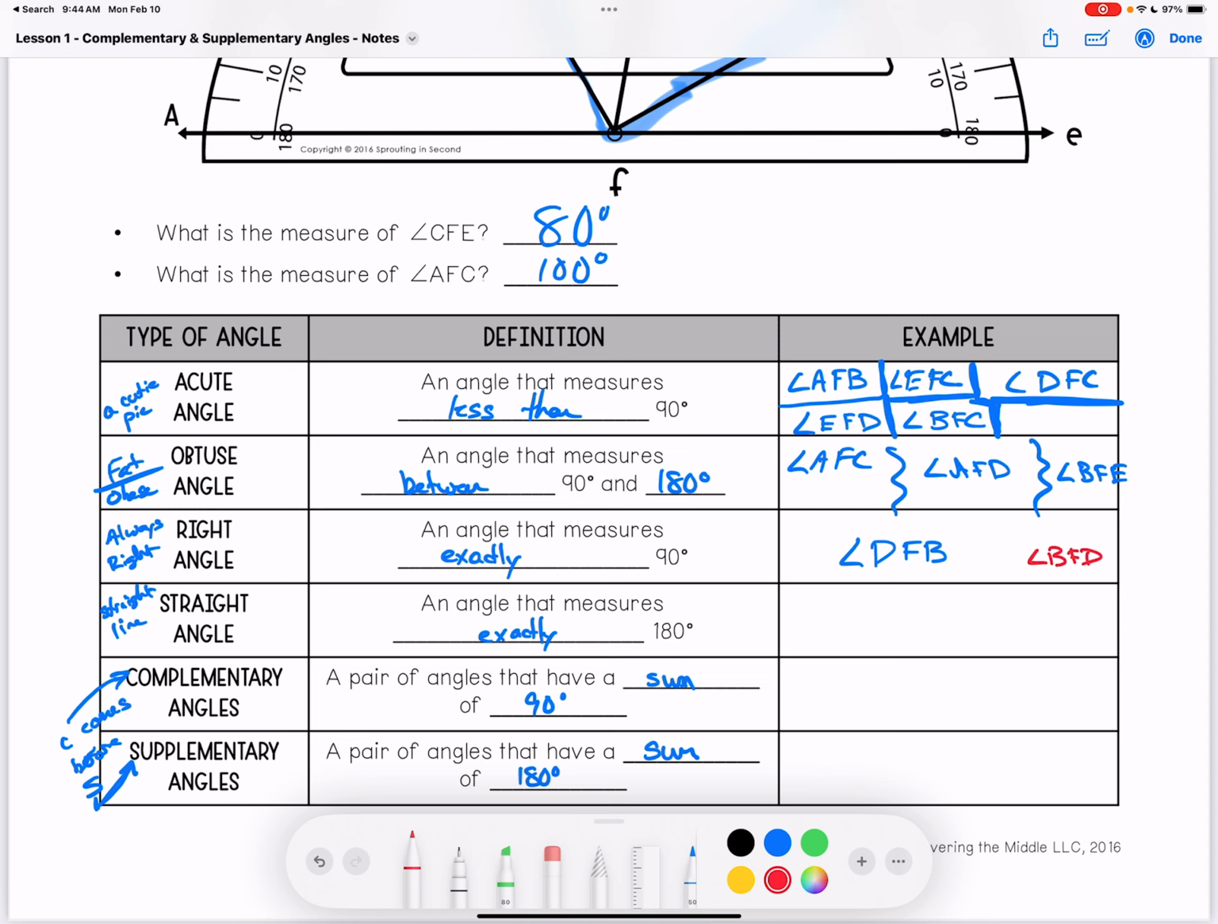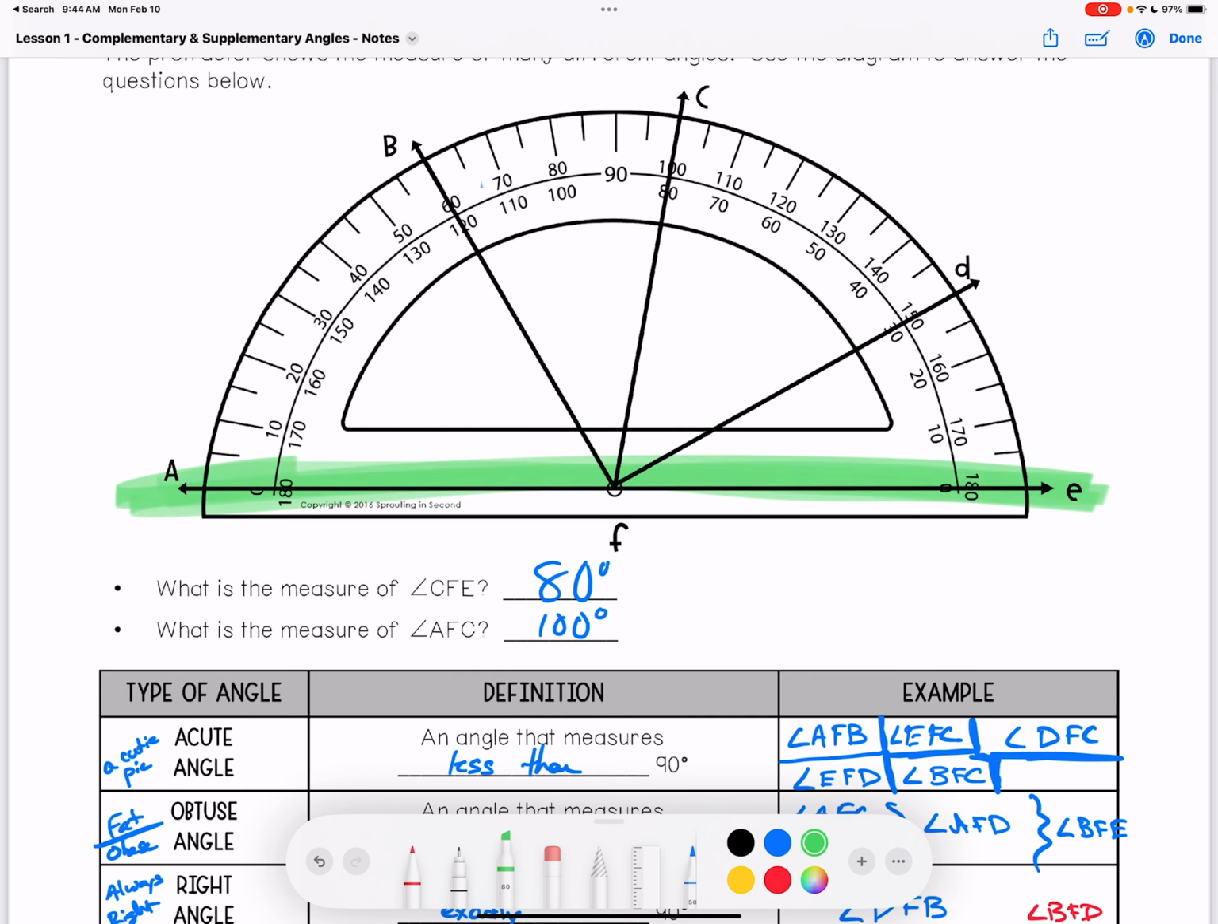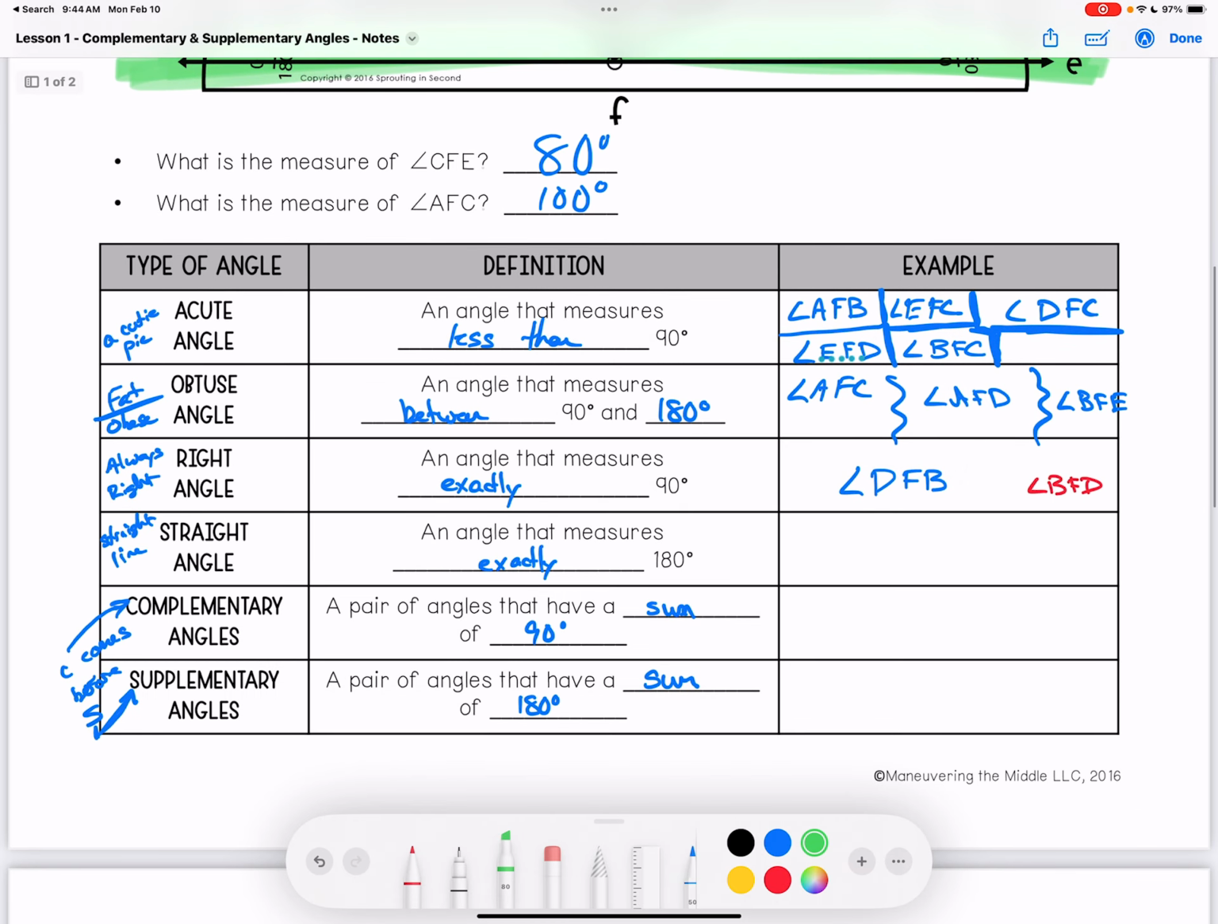All right. There's only one straight line on here. The only straight line on here is right there. That'd be AFE. AFE.